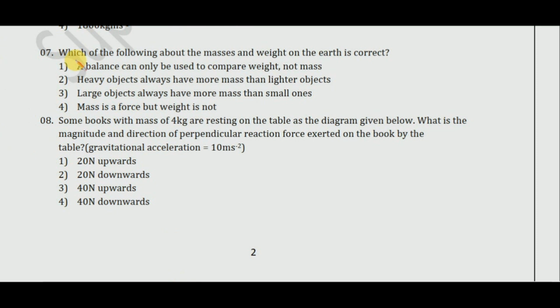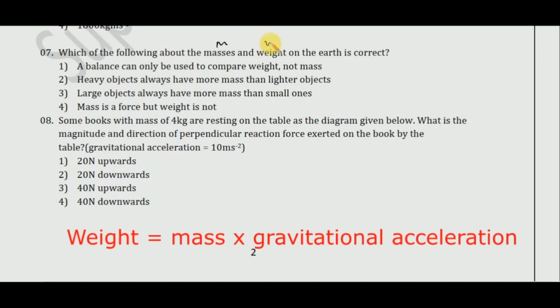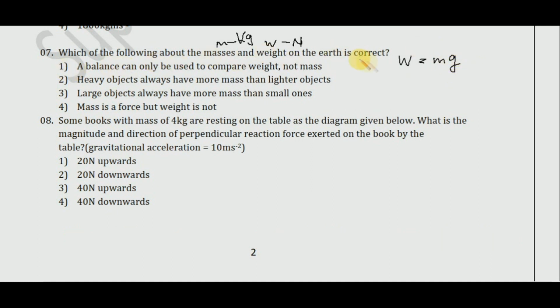Which of the following about the masses and the weight on the earth is correct? You know the difference between mass and weight. Weight is a force measured in newtons. Mass is the amount of matter measured in kilograms. So how to convert the mass into weight? You know that weight is equal to mass times the gravitational acceleration of the planet. So from recalling this memory, you get this thing here.